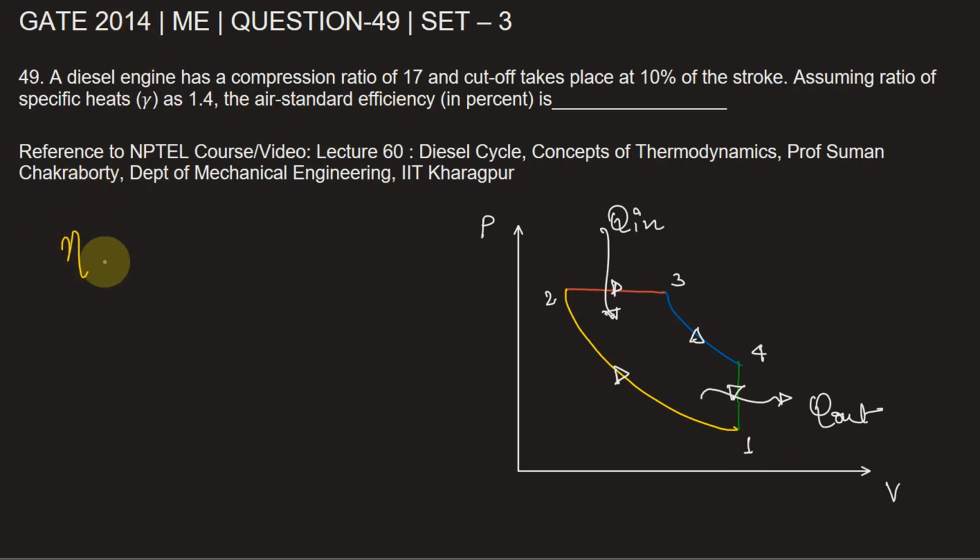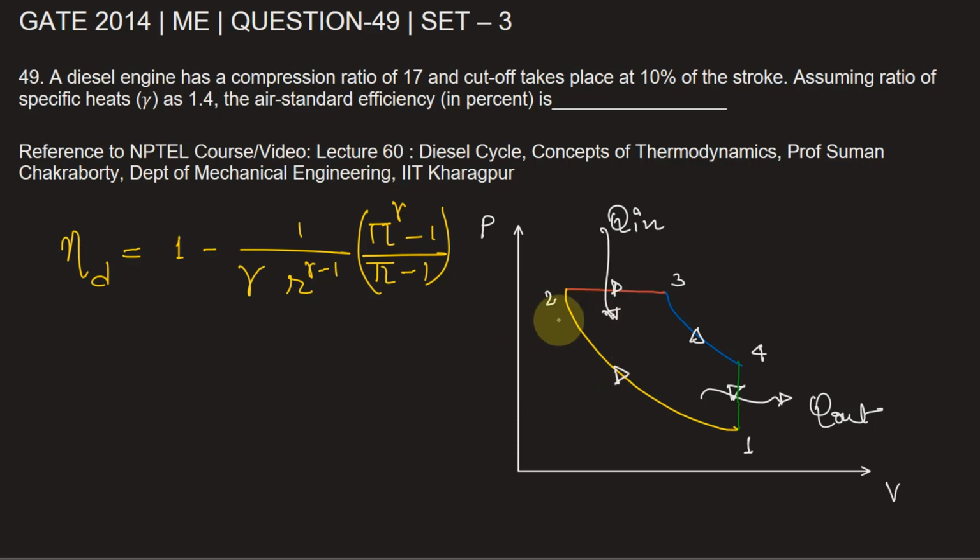Let's say eta T be the air standard efficiency of the diesel cycle, which is given by 1 minus 1 upon gamma multiplied by the compression ratio to the power of gamma minus 1, whole multiplied by the cutoff ratio to the power of gamma minus 1 divided by cutoff ratio minus 1. Now according to this figure, the cutoff ratio, which is represented by pi here, is equal to V3 by V2, and the compression ratio R is equal to V1 by V2, which in the problem is 17.